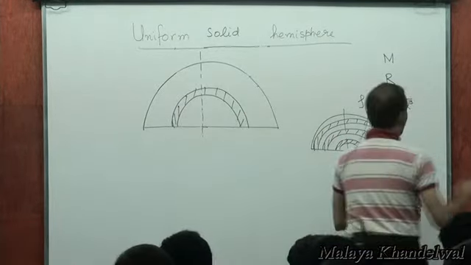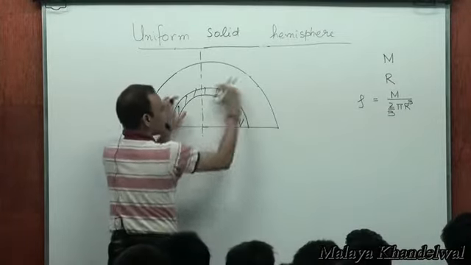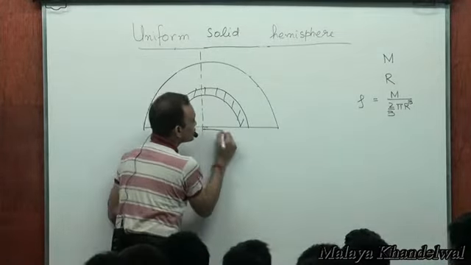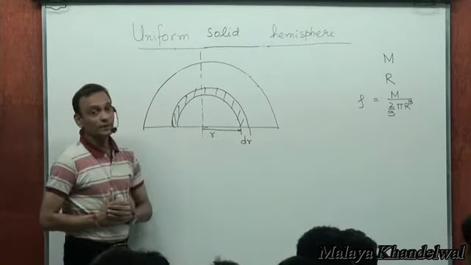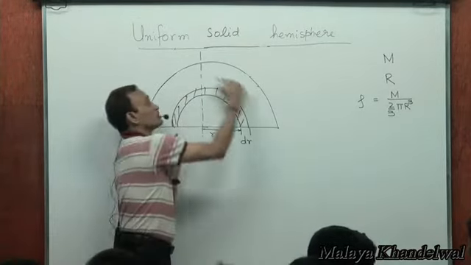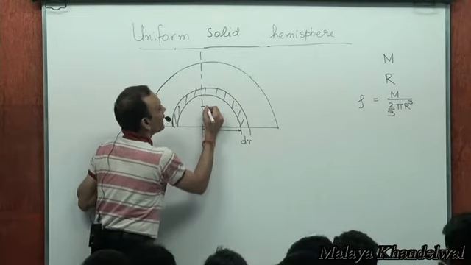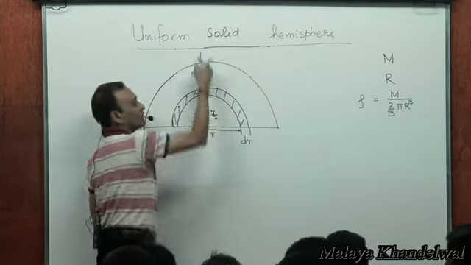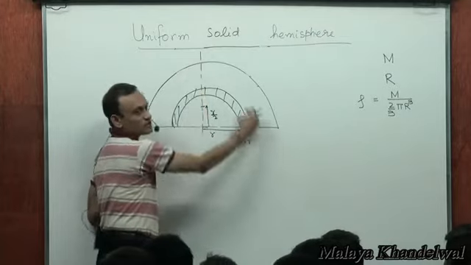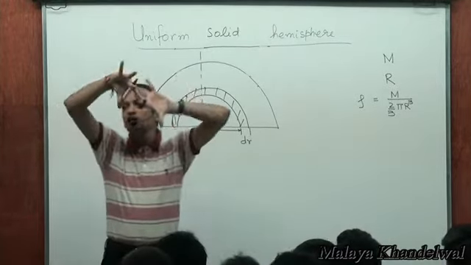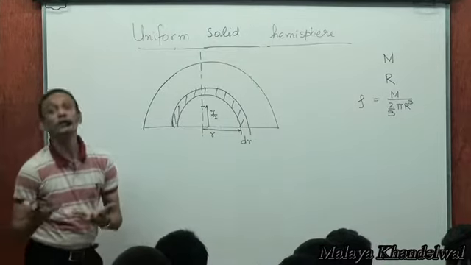Now, one such hollow hemisphere is this shaded portion, and it's of radius small r and of small thickness dr, right? Now let me find out the mass of this chosen element. The center of mass of this chosen element will lie at r by 2 along the line of symmetry, right? Now let me look at the mass of this element. What's the surface area of this element? 2 pi r squared is the surface area of this element.